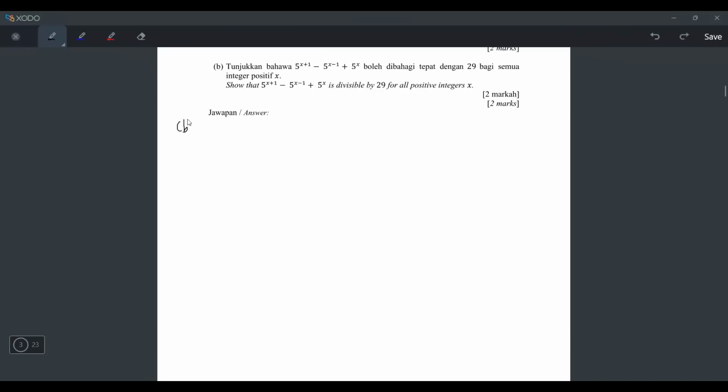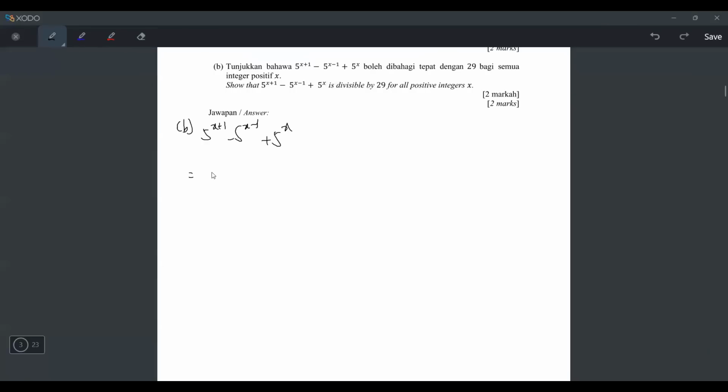Okay, question B says what? Show that 5 power x plus 1 minus 5 power x minus 1 plus 5 power x is divisible by 29 for all positive integers x. Okay, we will not look at this word for now because they want you to show that this thing can divisible by 29, right? So what they are asking you is actually you just simplify lah. You're just simplifying this thing, and after we done simplify, then only we check for this. Okay, and then only we will look at this.